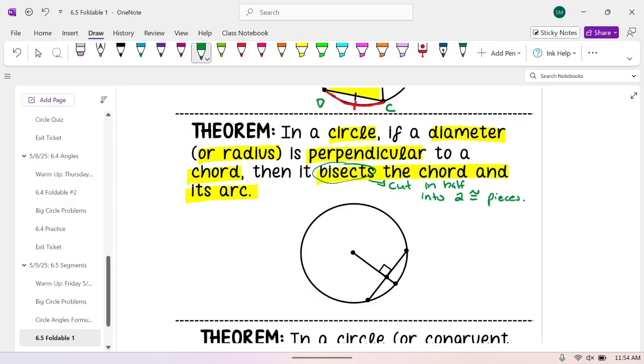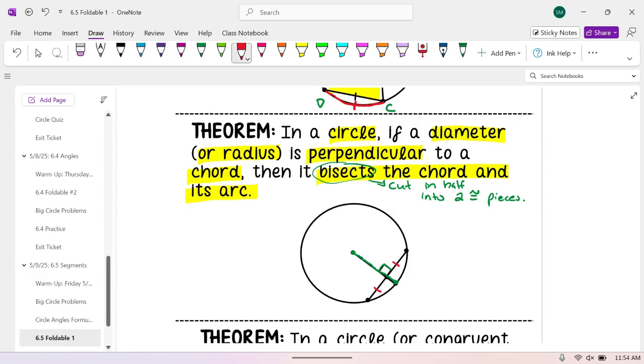So that means this radius right here goes from the center. It's not congruent, it's perpendicular, forming a right angle with that chord. That means that it bisects the chord. So this little tiny piece of the chord is congruent to this little tiny piece of the chord. Now, where this comes into play is that a lot of times you'll be asked to find side lengths based off of those chords and the radii.